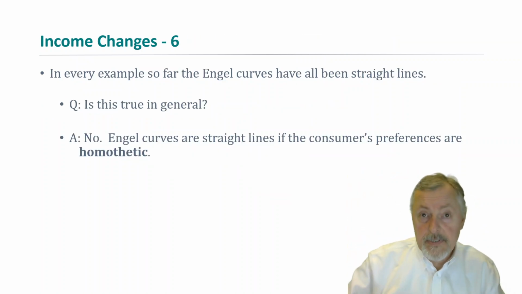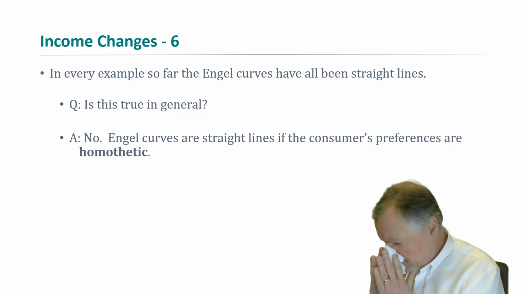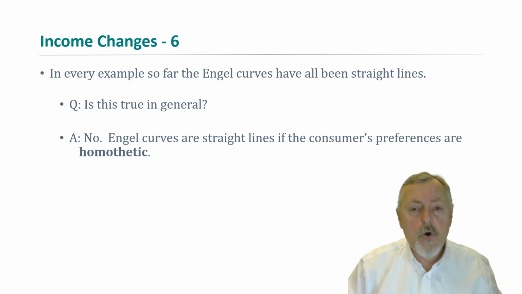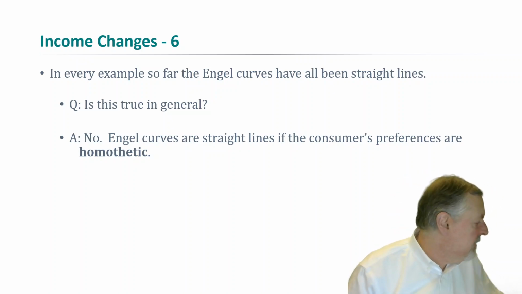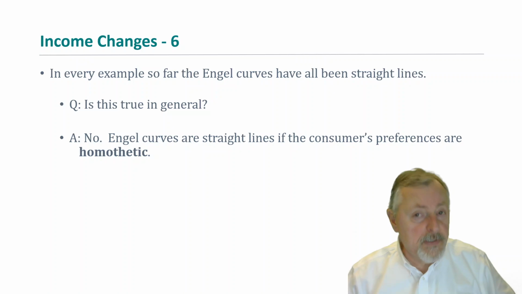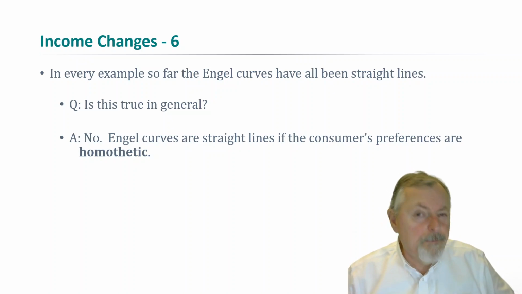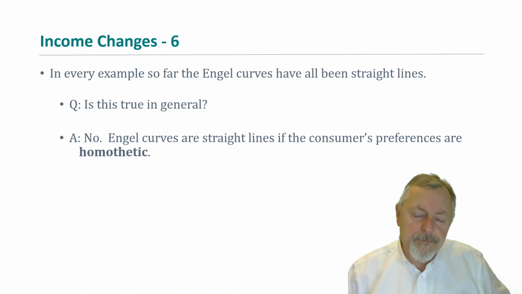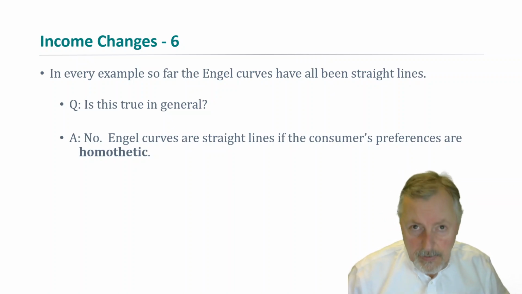All the examples in the textbook, I believe all of them, pardon me, show Engel curves that are straight lines. Is that the general case? No, it is not. It's a simple example. Engel curves are straight lines if the consumer's preferences are homothetic.